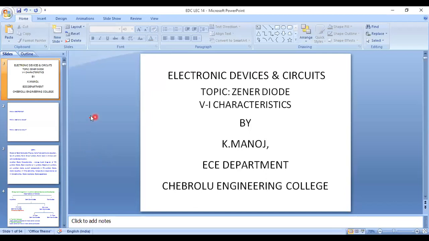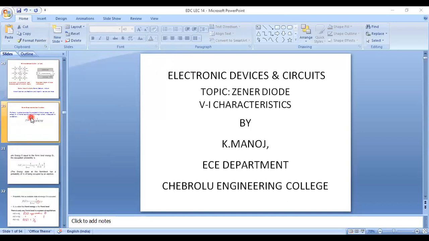and how current decreases in reverse bias condition, and even if I increase reverse bias voltage, how the current in the reverse bias increases, and eventually how the PN junction diode will be blown off. Okay, so they are the concepts which we have discussed so far in our previous classes.